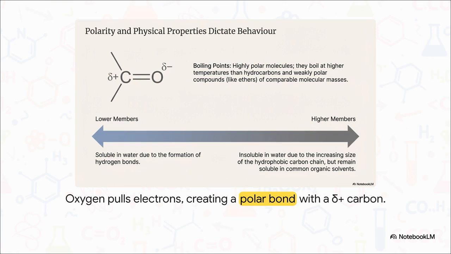What does that do? Well, it creates this permanent imbalance. The oxygen ends up with a partial negative charge, that's the little delta minus symbol, and it leaves the carbon a little electron poor with a partial positive charge, the delta plus. This separation of charge is the secret sauce for its reactivity.